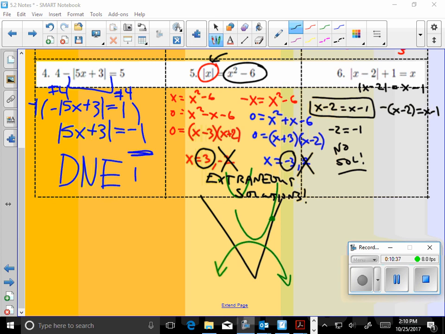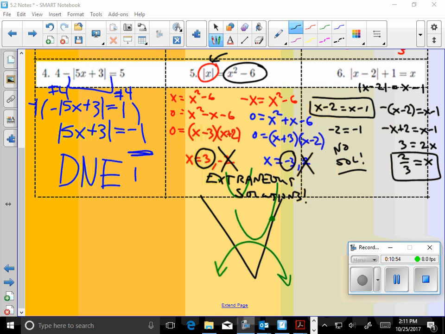That one will have no solution. The other one will. I'll get negative x plus 2 equals x minus 1, and then I just solve. So on this side I'd get a 3, on this side I'd get a 2x, and so I see x equals 2/3.